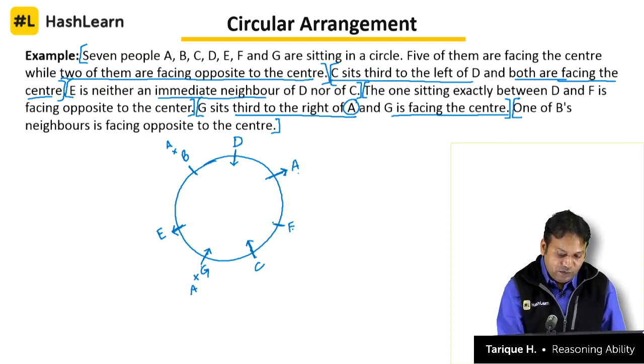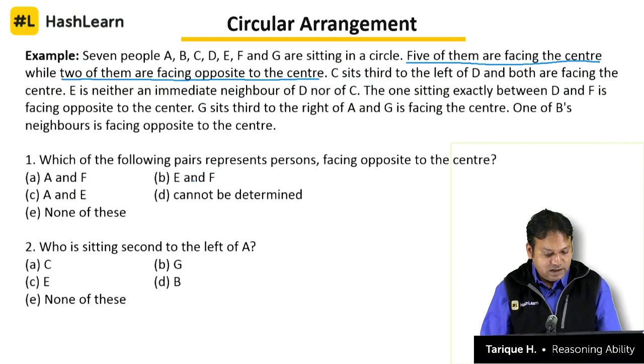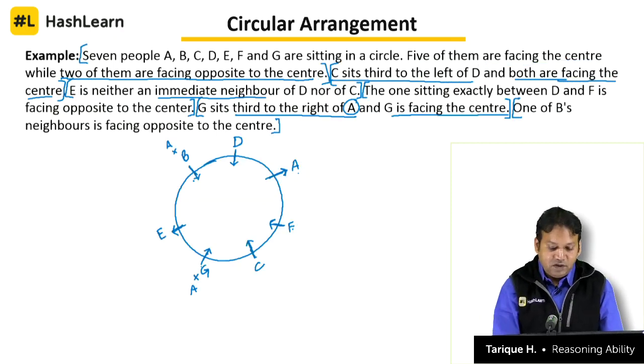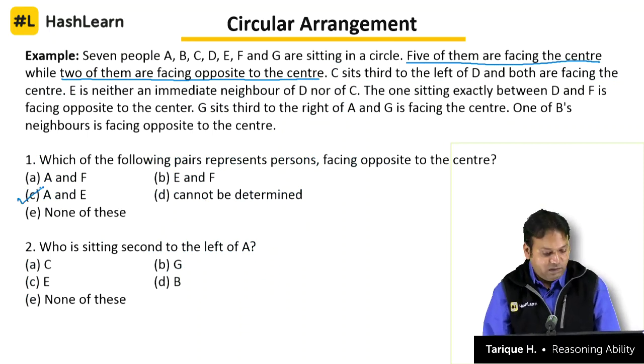3 of them we already know. So now F is also facing towards the center and B is also facing towards the center. So now we know both the position of all the persons as well as the direction that they are facing, and the entire set is complete. So let's go to the questions and see which of the following pair represents persons facing opposite to the center. Just now we have seen A and E are the persons facing opposite to the center. So answer for 1 will be C.